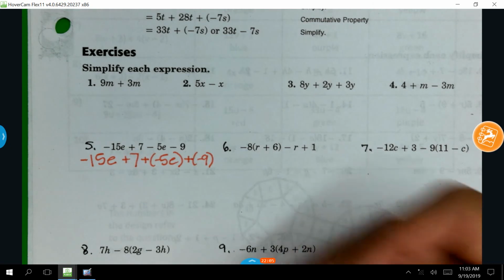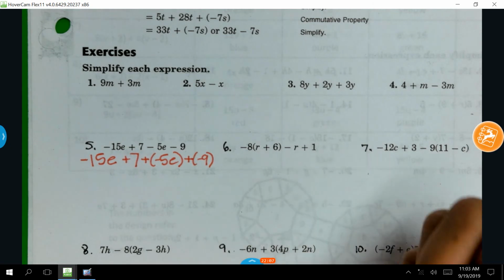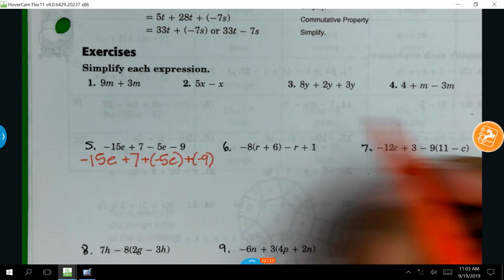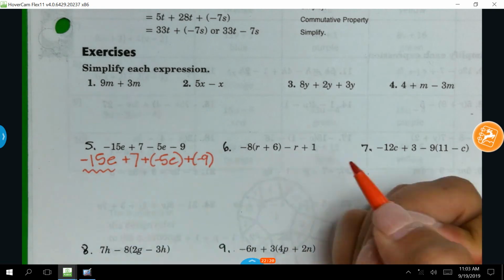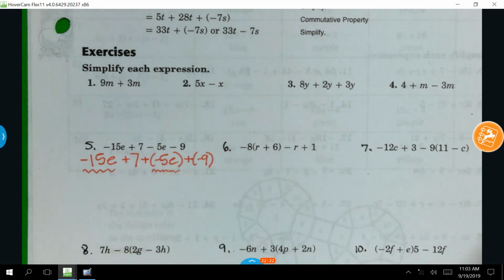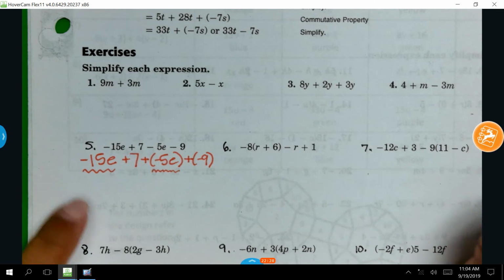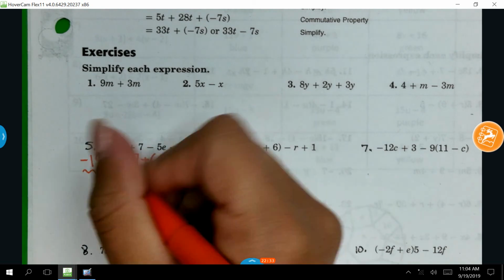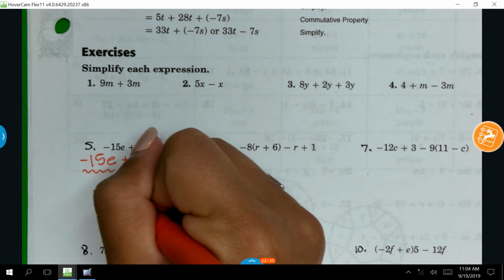Now, looking at that problem, can I identify my like terms? Yes. What is one set of like terms? Charlie. Good. So I've got negative 15e and negative 5e. Can I combine those? Because they're like terms, I can. So what's negative 15 plus negative 5? Negative 20. So that means I have negative 20e.